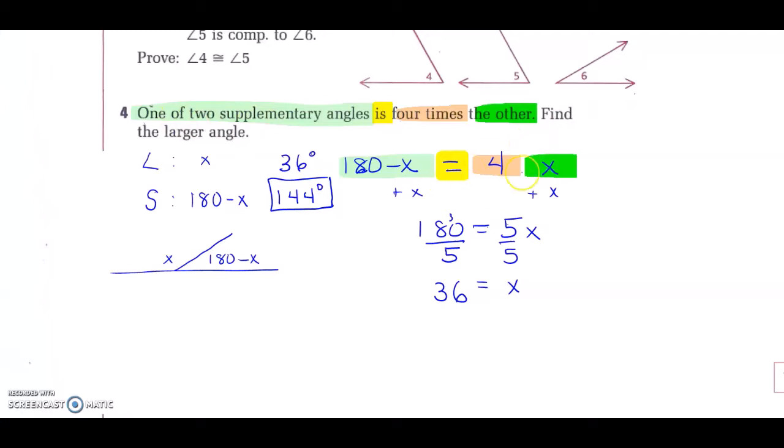If you do the literal translation, you will be fine. But remember, when you're setting up an angle, you set it up as x for these. The supplement is 180 minus x. And then when you get the complement, that would be 90 minus the angle, or 90 minus x. Good luck.